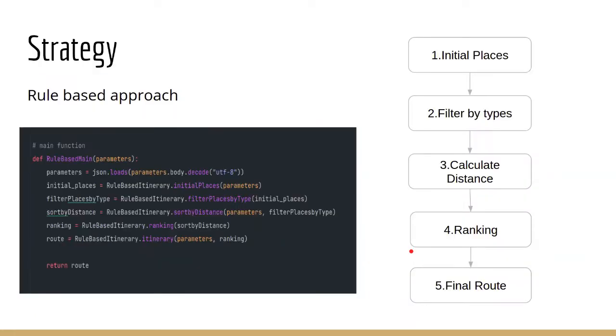See how our strategy works. As I mentioned earlier, we are using a rule-based approach. So this is our workflow, or our pipeline. Initially we are getting some places and we are filtering those places based on some parameters, and we are calculating the distance to those places from our origin, and we are ranking those and finally getting our output.